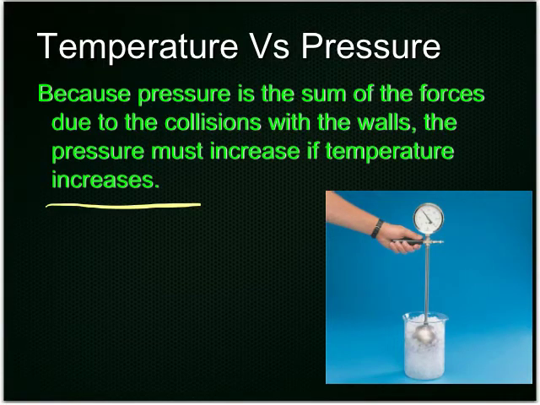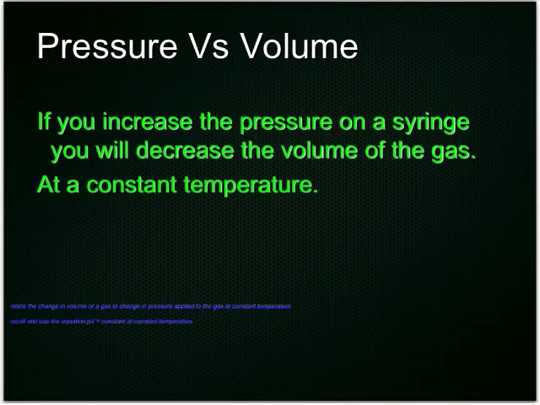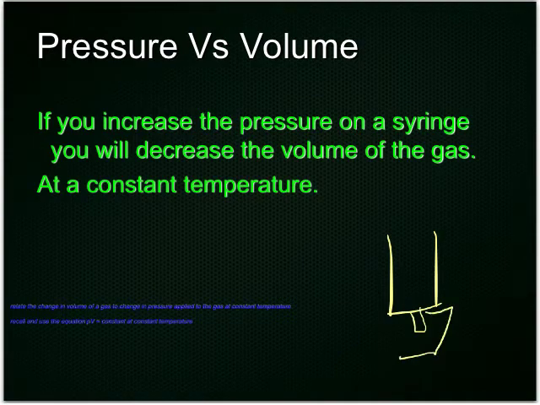So here's a little diagram showing it. So this is cooling it down, so there's a gas down the bottom there. The molecule is going to slow down, and so pressure will decrease. If you increase the pressure on a syringe, you'll decrease the volume of the gas at a constant temperature. So in other words, let's say we had a syringe. You block the end of it with a cork, and you have a plunger going into it.